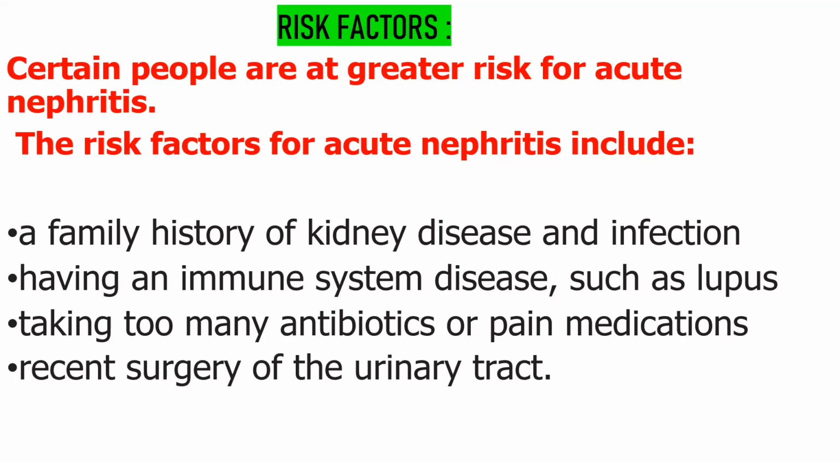And next is recent surgery of the urinary tract. Obviously, if anyone has recently had surgery of the urinary tract, then that person is much more susceptible to develop this acute nephritic syndrome. So these are some of the risk factors. So there are 4 points of risk factors.